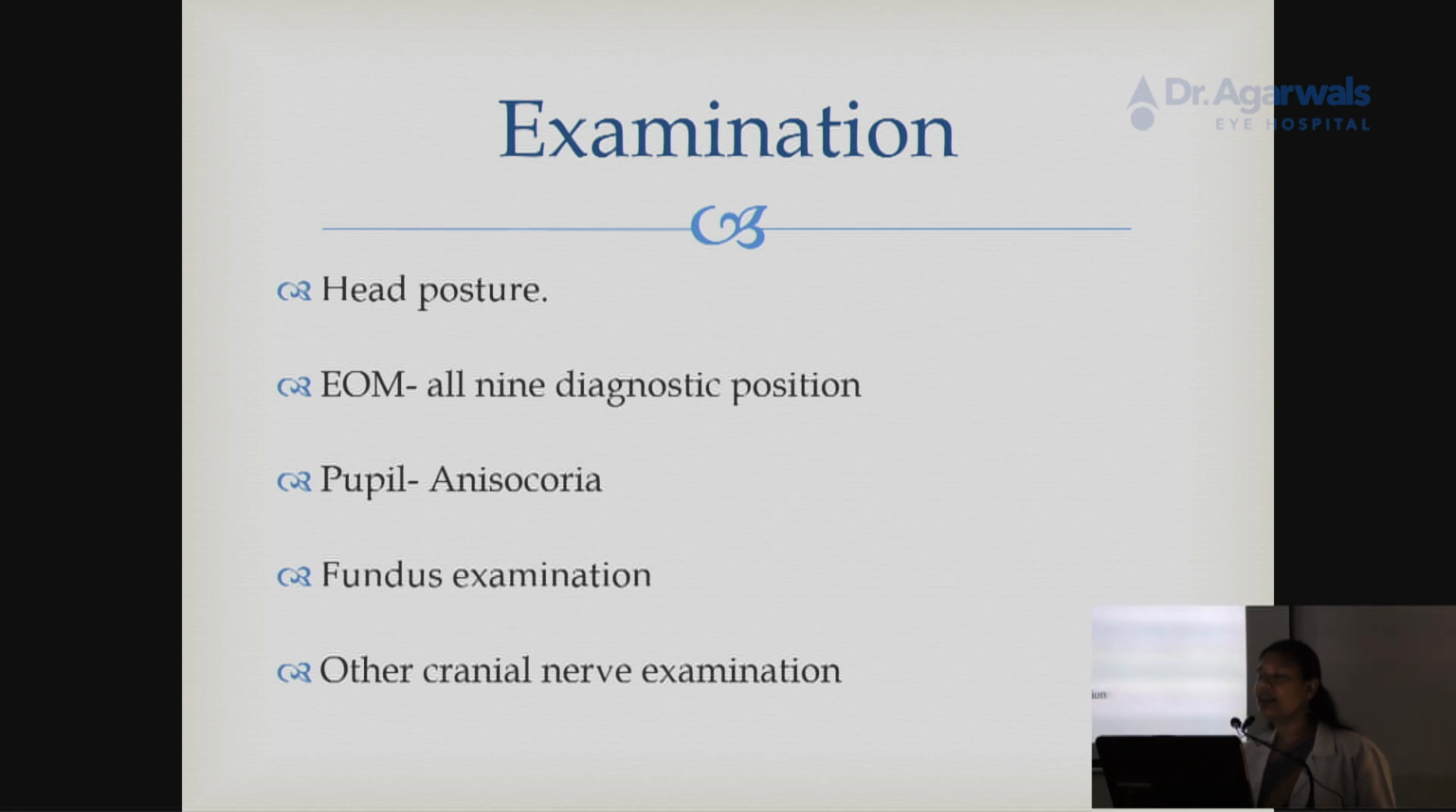Sometimes when we are doing the indirect, we realize this patient is not moving his eyes, and we go back and check the extraocular movements. So I would recommend everybody to check the extraocular movements as a routine. So what are the things which you will check when you are checking the extraocular movements?